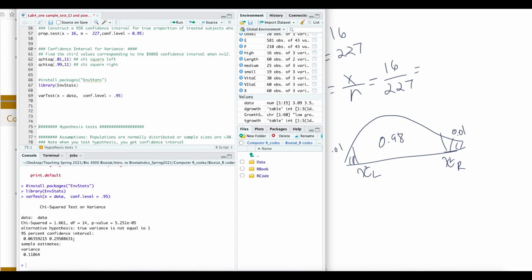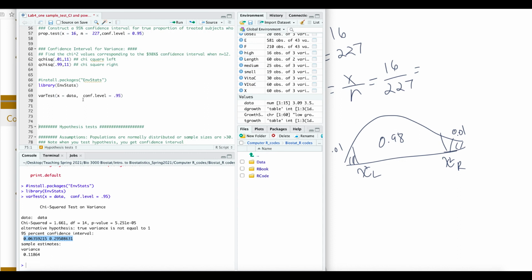If you want to find the confidence interval for the standard deviation, take the square root of that. Okay, for the standard deviation, take the square root of that. All right, so this is the sample variance of that data. This is the confidence interval for the population variance, and this is a 95% confidence interval.